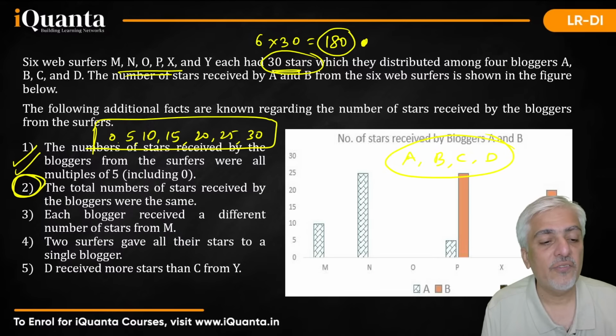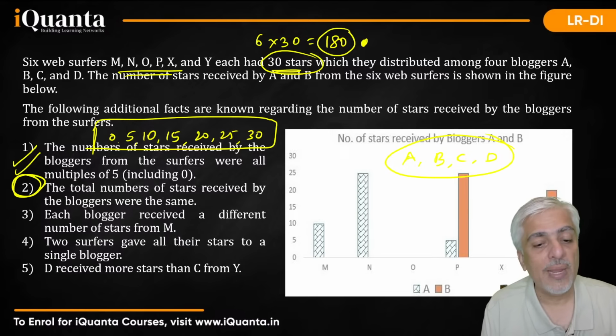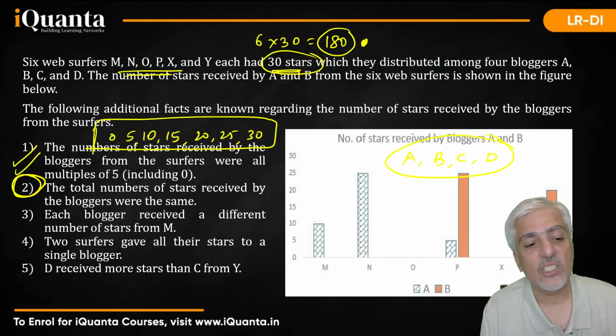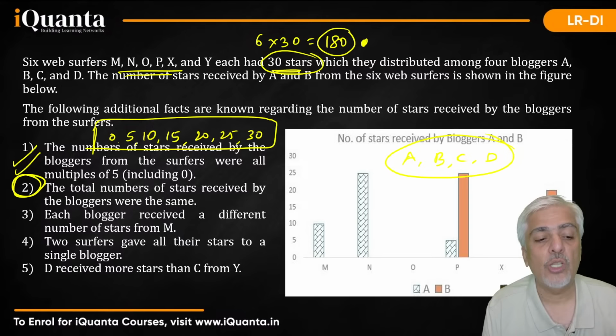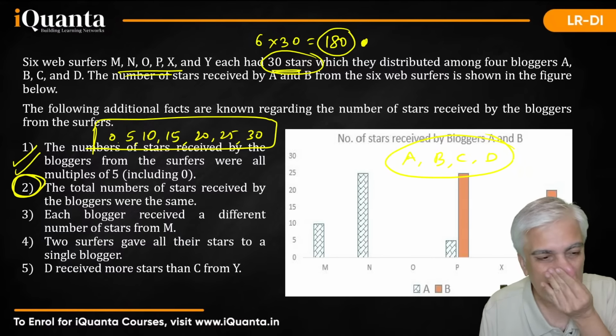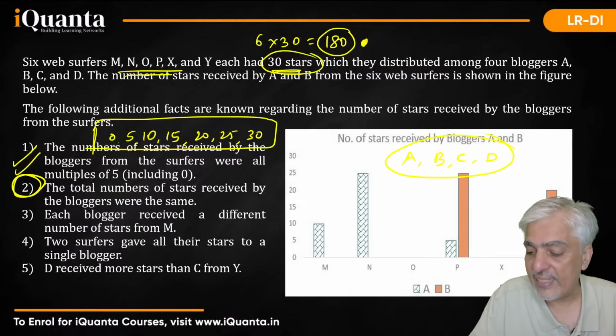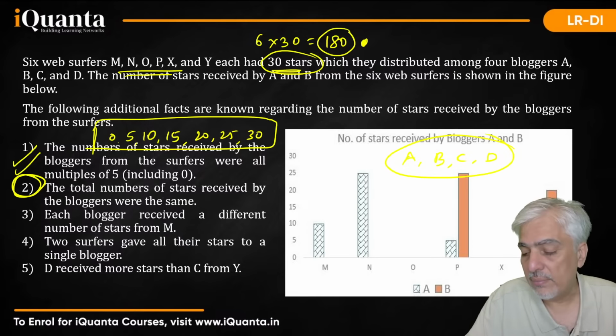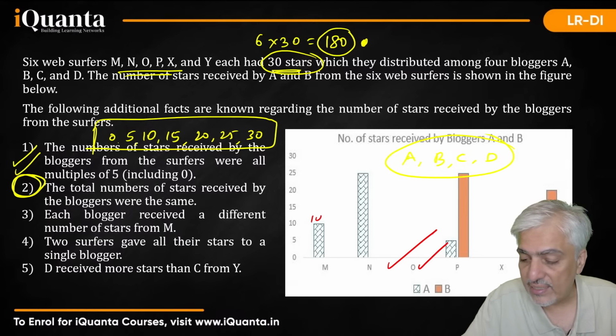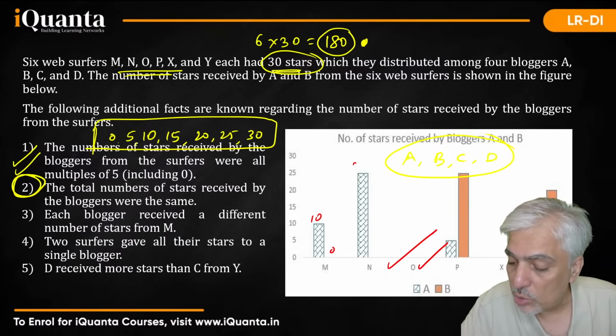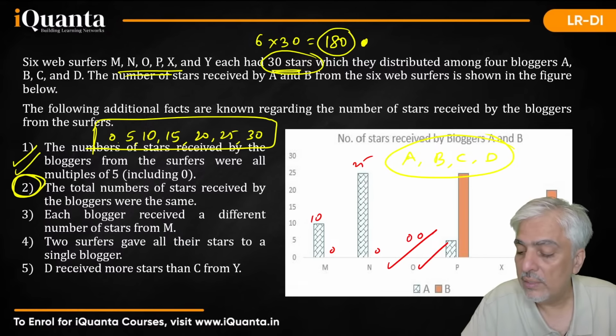Next one. Each blogger received a different number of stars from M. So whoever M gave the 30 stars to, he gave all different numbers to everybody, and so on. So there is some indirect data over here, but there's a lot of direct data in the table. This graph is like data only. Remember, this whole graph is like data. So this is 10, this is 10, 0. This is 25, 0. This is 0, 0, and so on.